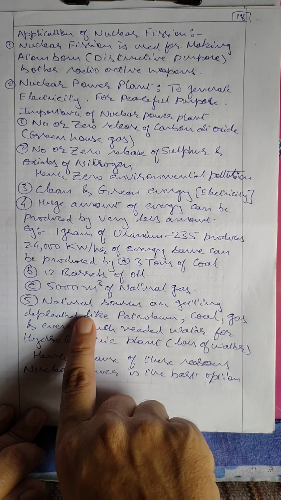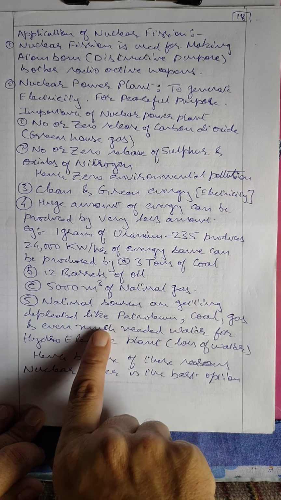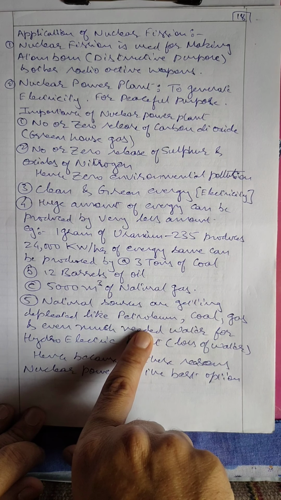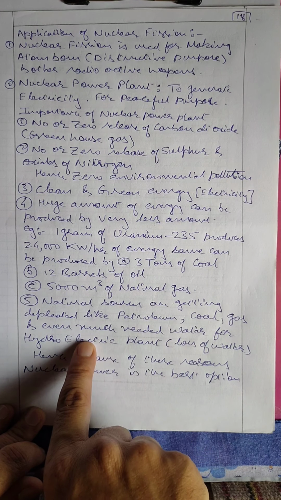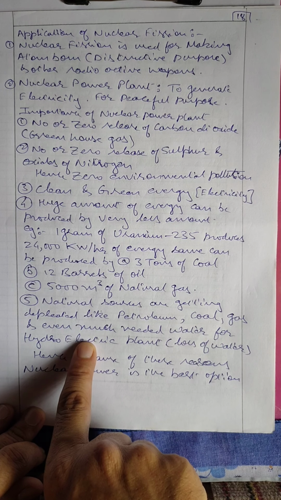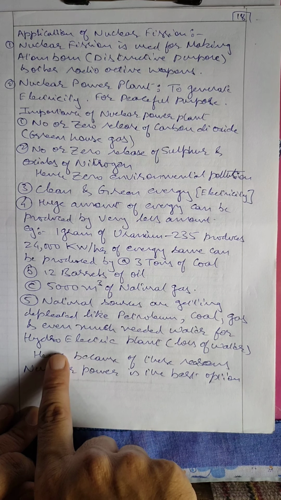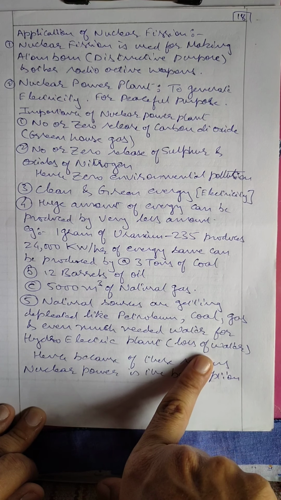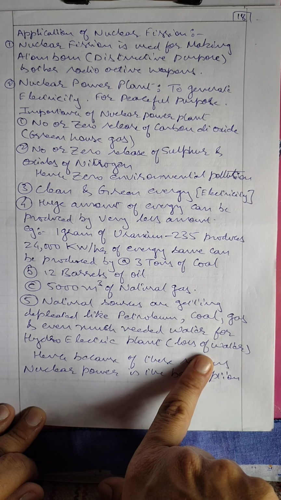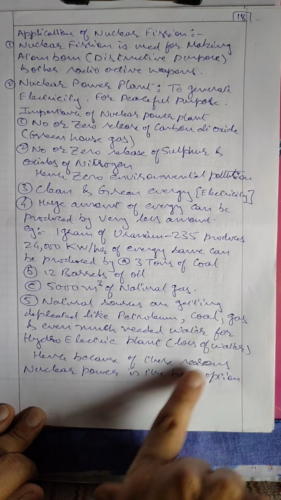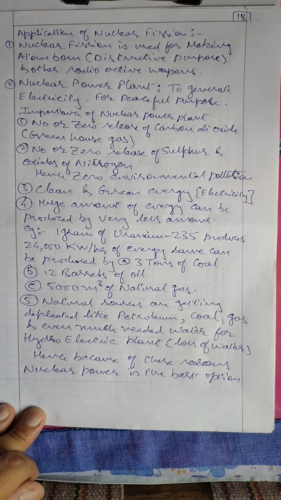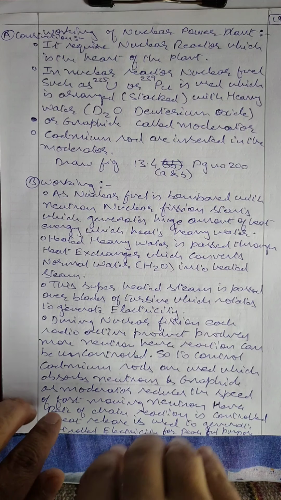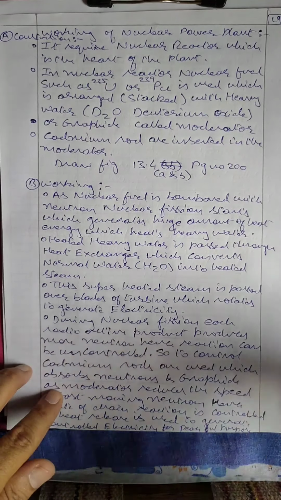Number two, natural resources like petroleum, coal, and gas are getting depleted, they are going to get exhausted. Hence we need this type of nuclear energy for our survival. Even a hydroelectric power plant uses water from dams. Again, water is much more essential, we cannot afford to lose the water, hence this is the best option to get nuclear power. Now we will talk about the working of a nuclear power plant.